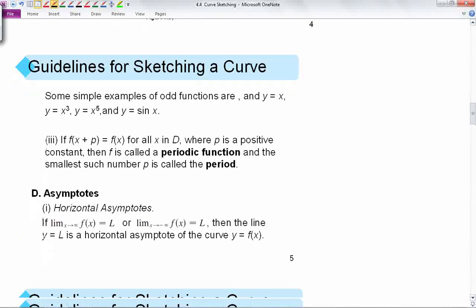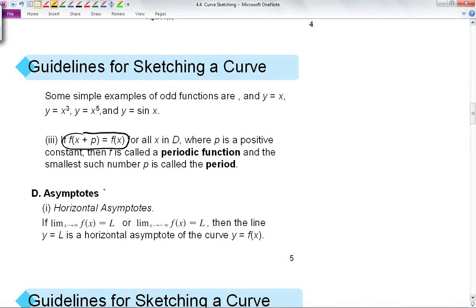Another situation is we can have a periodic function. Okay, if we add some value p to x and we always get the same function value no matter what x is, for some fixed value p, then that is called a periodic function. And as we hopefully remember, the most common examples of periodic functions that we deal with regularly are trigonometric functions. So if we had a trig function, that would be periodic. Okay, and that number p is called the period.